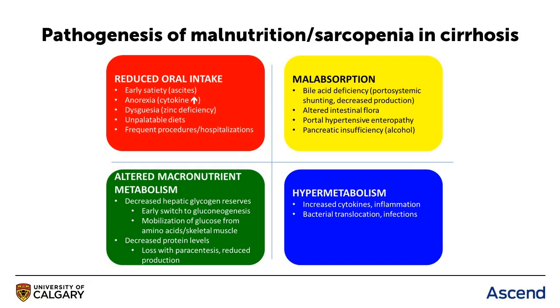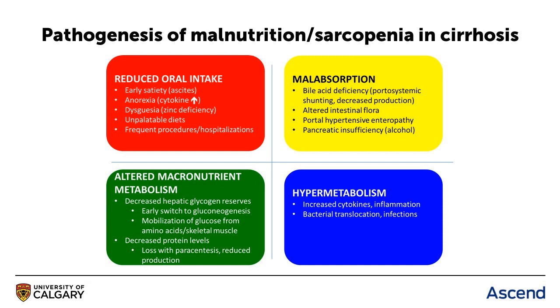So bile acid deficiency, we see portal systemic shunting, decreased production of bile acids, so we're seeing less absorption of fat-based calories. So now we're not eating as much, and now we're not absorbing what we are eating. So we're seeing this real compounding issue. And then altered intestinal flora. So patients are on lactulose, so they have frequent bowel movements. Their intestinal microflora can change, or frequent use of antibiotics, which can change that as well. And then portal hypertensive enteropathy and pancreatic insufficiency as well in alcoholism can further fat malabsorption.